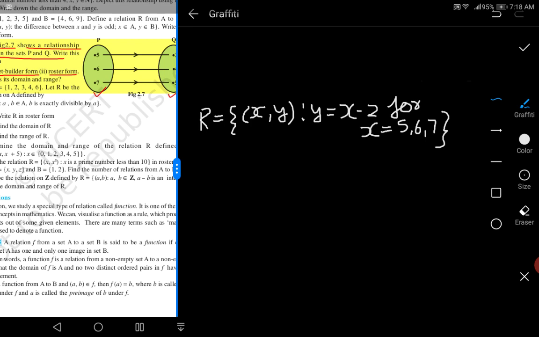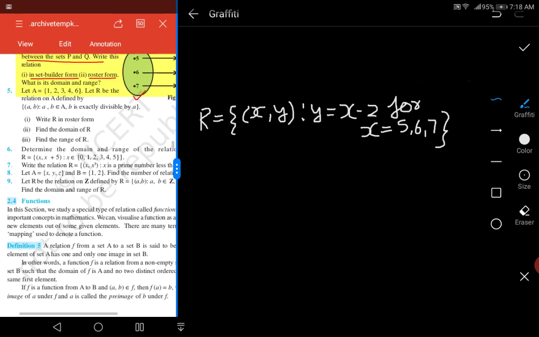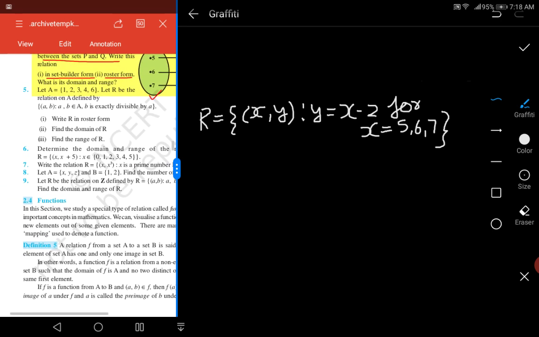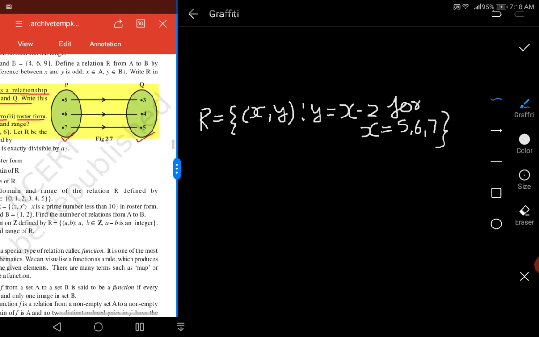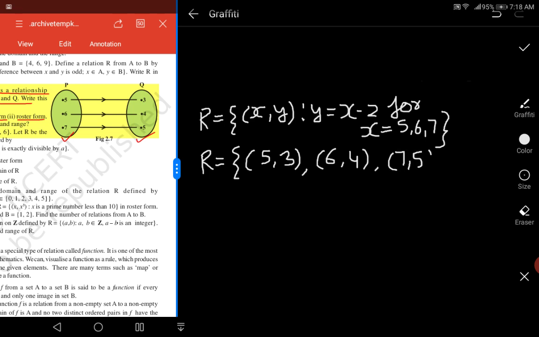Now next we have in this question, see, write in the set builder form and in the roster form. So we have to write it in this roster form as well. So how to write it in the roster form? See, if we are writing it in the roster form, it will be R is equal to first ordered pair will be 5, 3, then second ordered pair will be 6, 4, then third ordered pair will be 7, 5. So this is our roster form.